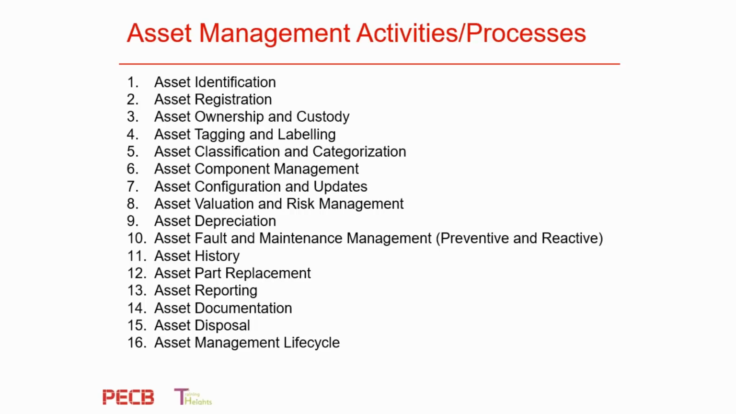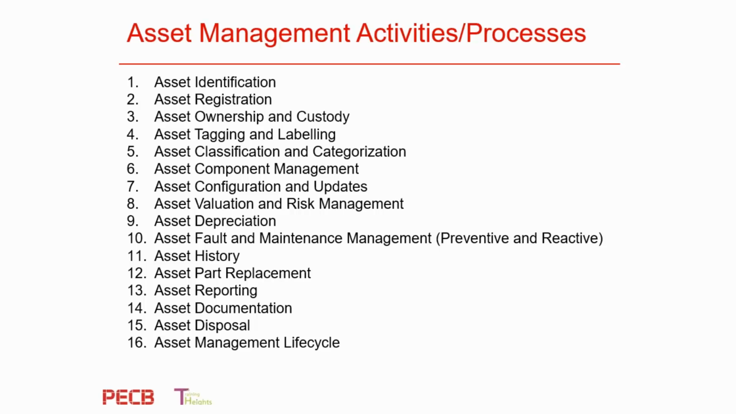So you've got to identify the asset, you've got to have some kind of registration for the asset, and you've got to be able to determine the ownership and the custody of the asset, and that might be different. The custodian and the owner of the asset might be different. Then of course you've got to be able to tag and label the asset. You've got to be able to do what we call the classification or categorization, or the inclusion of both, with regards to the asset. We've got to look at the components of the asset, the configuration and updates with regards to the asset, and how do we value the assets.